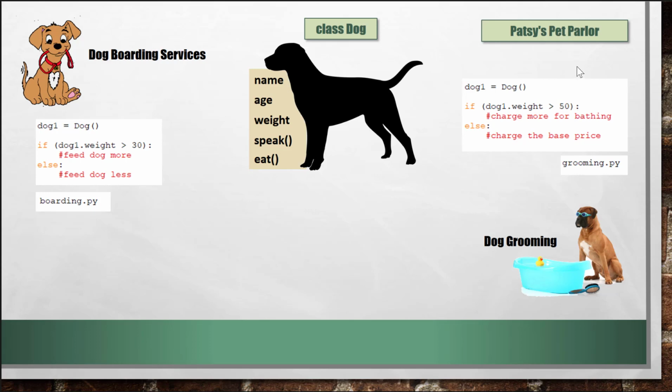In this case, we can see that if the dog's weight is over 50 pounds, we might charge more for bathing, or less because it's a smaller dog. In this case, we're also creating a dog object based off of this dog class, but we're using it a little bit differently. Now we're concerned if the weight is greater than 30, we're going to have to feed the dog more. So we're utilizing the same properties. We can utilize the same methods in either file, but we don't have to recreate the wheel. The blueprint is the same for both, and we can utilize that blueprint in both of our files. So in the next video, let's actually implement this so we can see it in action.